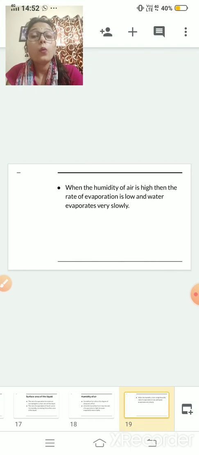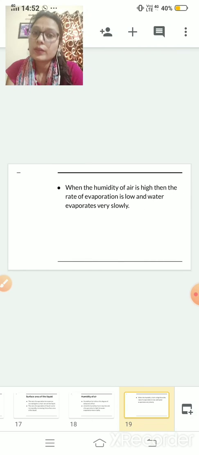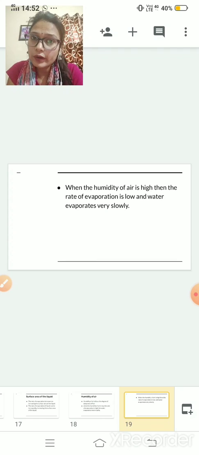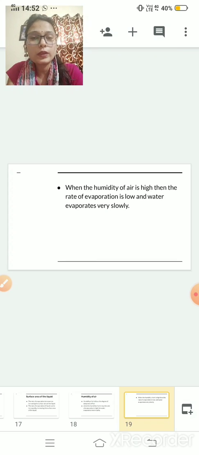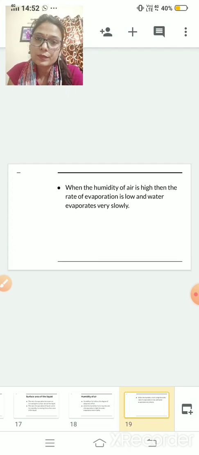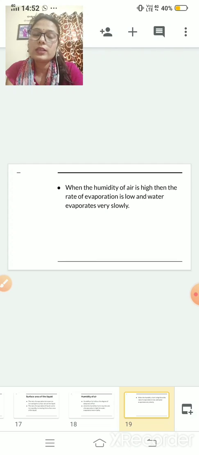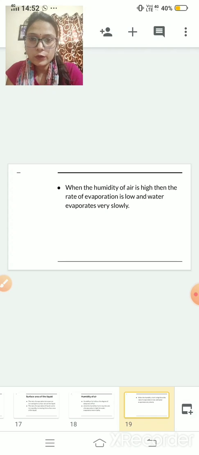Now when the humidity of air is high, in that case your rate of evaporation is low. Why? Because water particles are already present over there. If water particles are already present, there is no space. Clear? In that case, your evaporation rate is very slow. All of you clear?